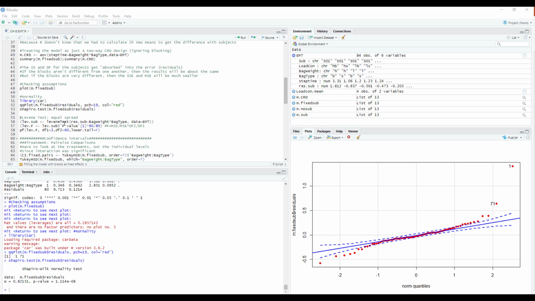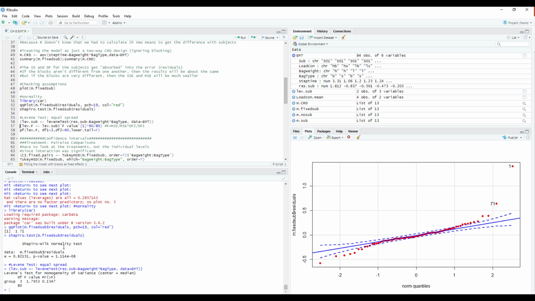The more important assumption we want to check is the equal spread. We can do that using Levene's test. And the problem that we have for Levene's test is it assumes the degrees of freedom are 80 and not 60. So it'll make the p-value smaller than it really should be.